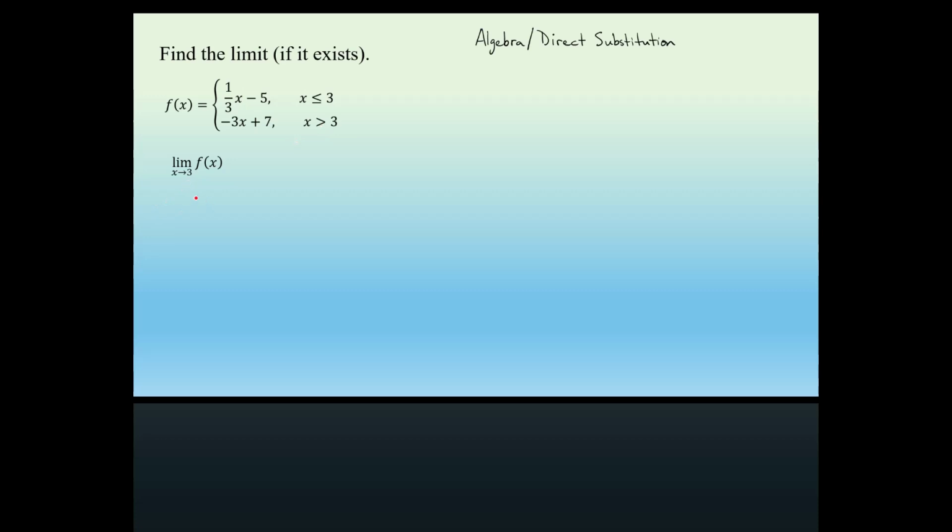So remember, in order for the limit to exist, the limit as x is approaching 3 from the left of your function and the limit as x is approaching 3 from the right of your function must be going to the same function value. So as x is approaching 3 from the left, we can consider all the values to the left of 3, which is less than 3. So we'll be using this top piece.